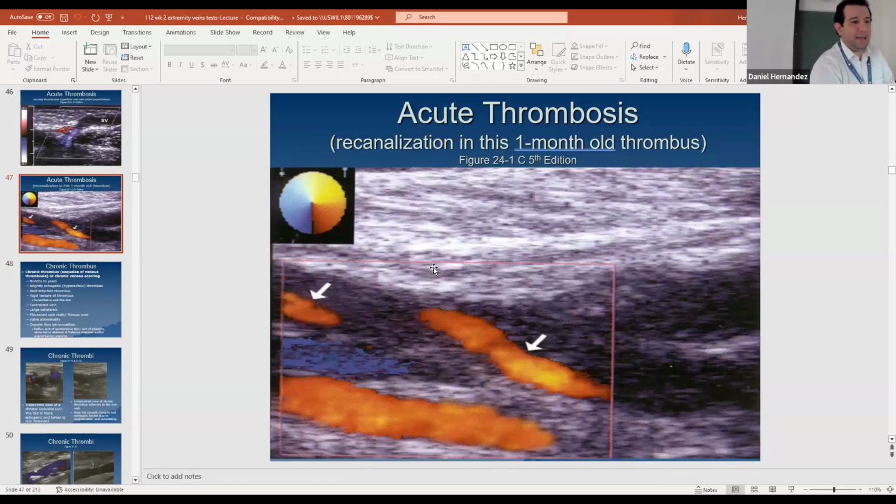So here we can see that again, that acute thrombus is starting to recanalize. So maybe previous imaging showed no flow in the vein, and now we're demonstrating a little bit of flow that's starting to get through, and we could still see the residual acute thrombus still within that vessel.